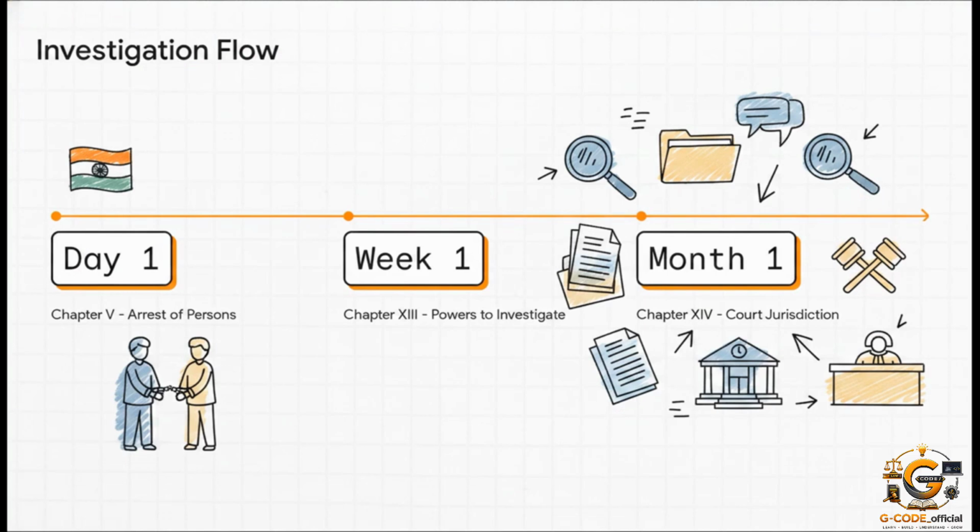All right, here is your first major memory chain. The code flows incredibly logically here. It starts with the immediate power of arrest on day 1 in Chapter 5. Then, it moves right into the information and investigation phase in Chapter 13. And finally, it establishes court jurisdiction in Chapter 14. So, once the police use their investigative powers under Chapter 13, Chapter 14 acts as the bridge from the police station straight into the courtroom, telling us exactly which magistrate has the authority to hear the case.